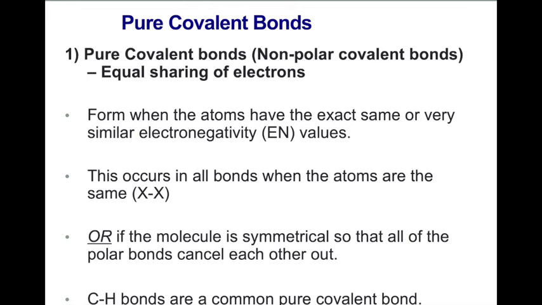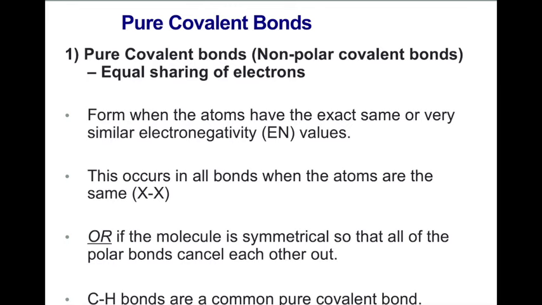All right, so let's look at those pure covalent bonds. Those are the ones where we have two atoms bonded together and it's a pretty equal sharing of electrons. So this is of course going to happen whenever we have two elements that are the same. They're going to have the same electronegativity. They're going to share equally. That can also happen if you're looking at the overall molecule and it's symmetrical so that polar bonds cancel each other out. We'll see examples of that later once we start looking at molecular geometry.